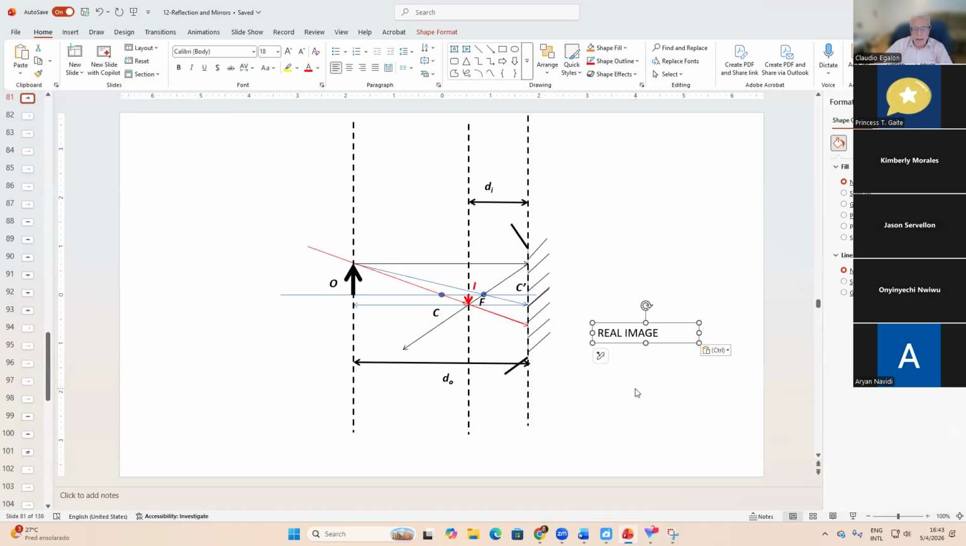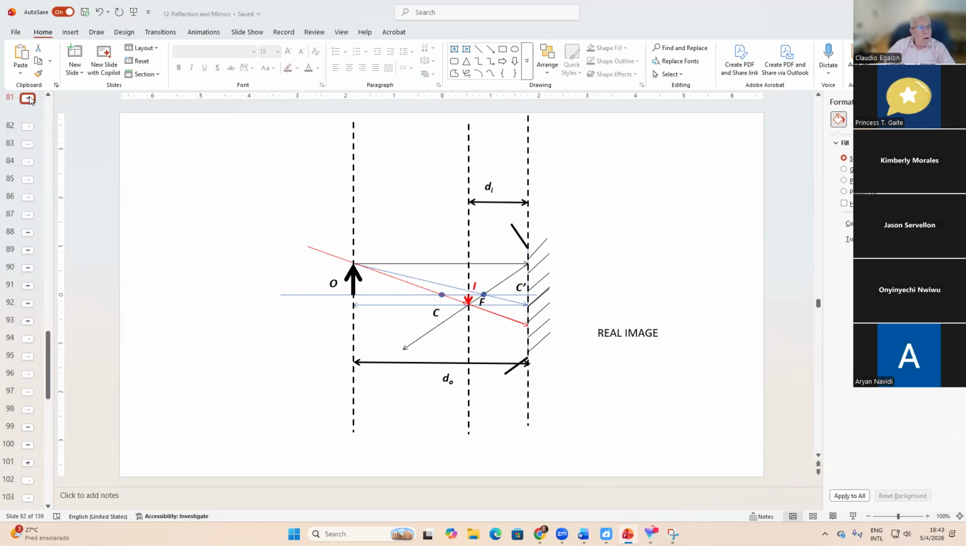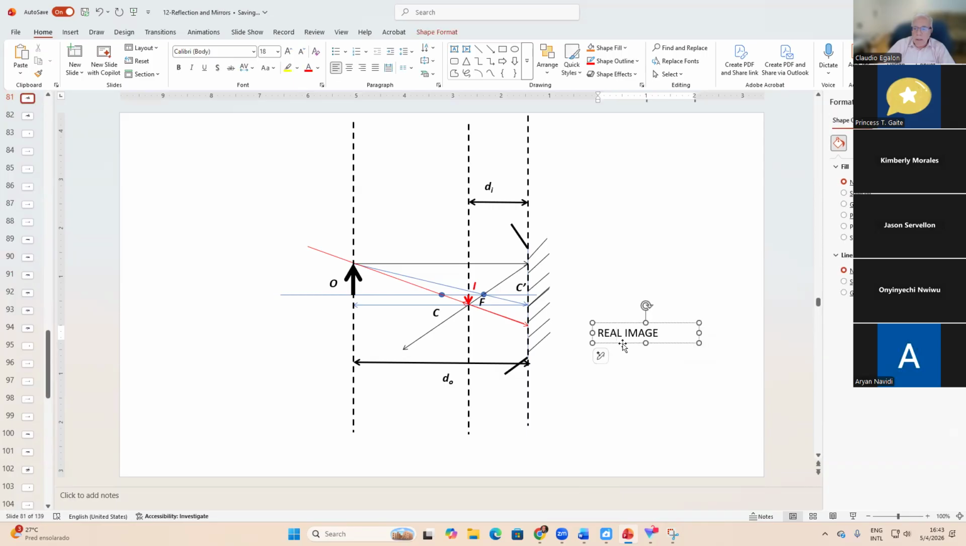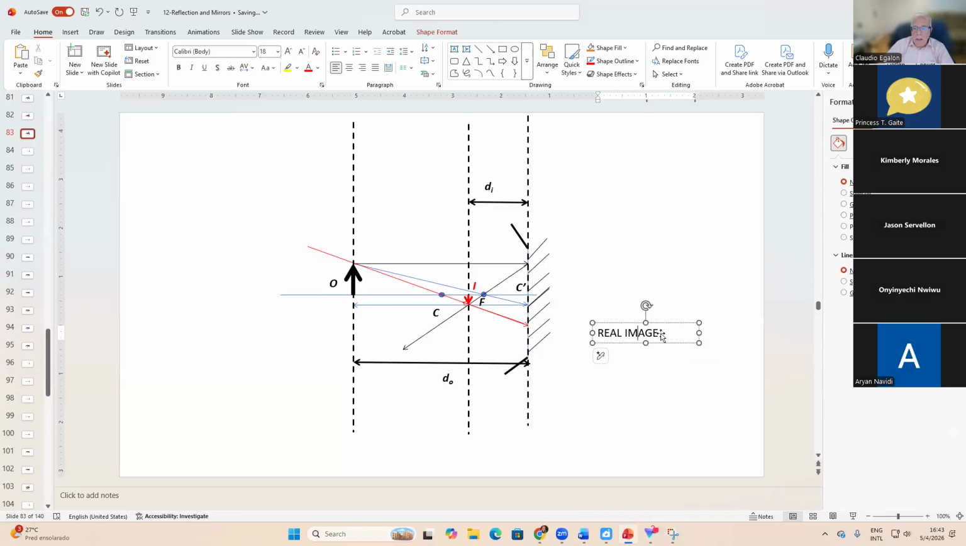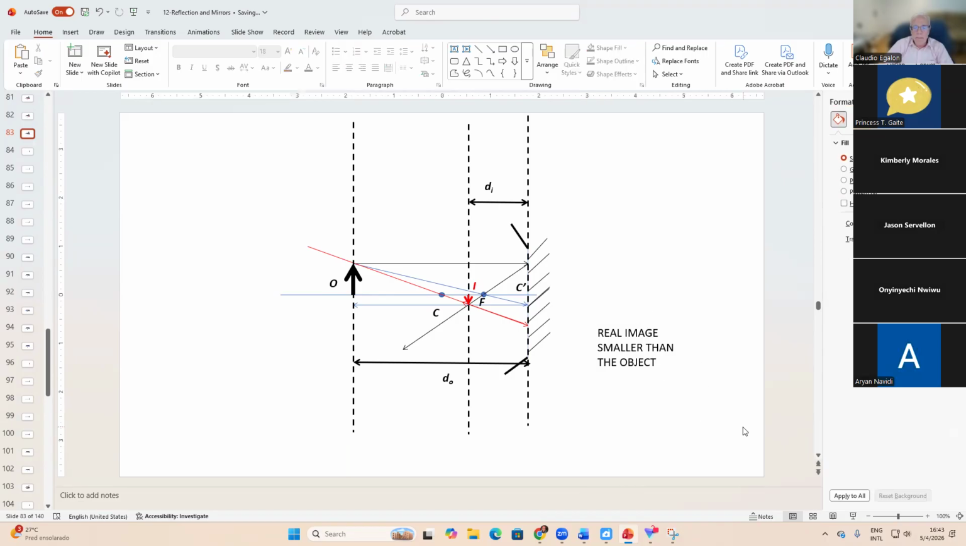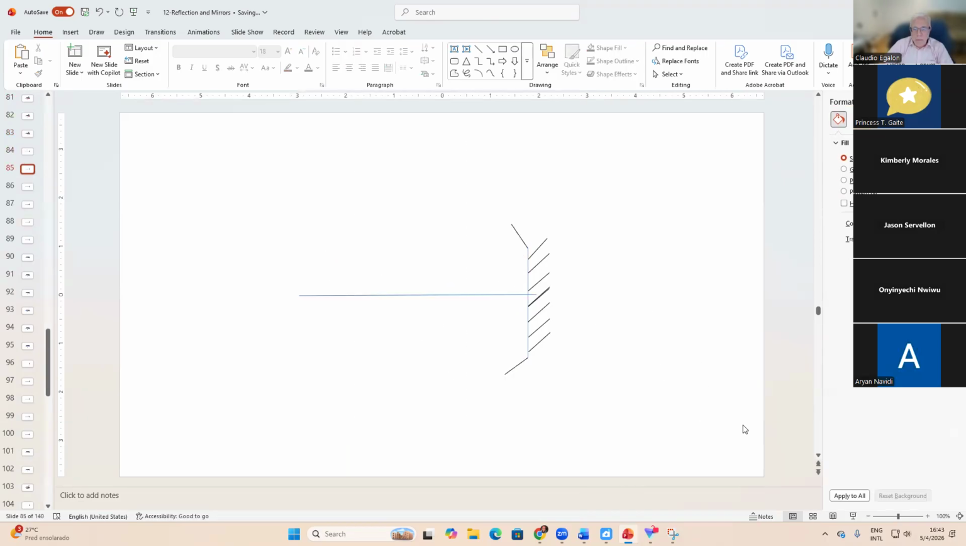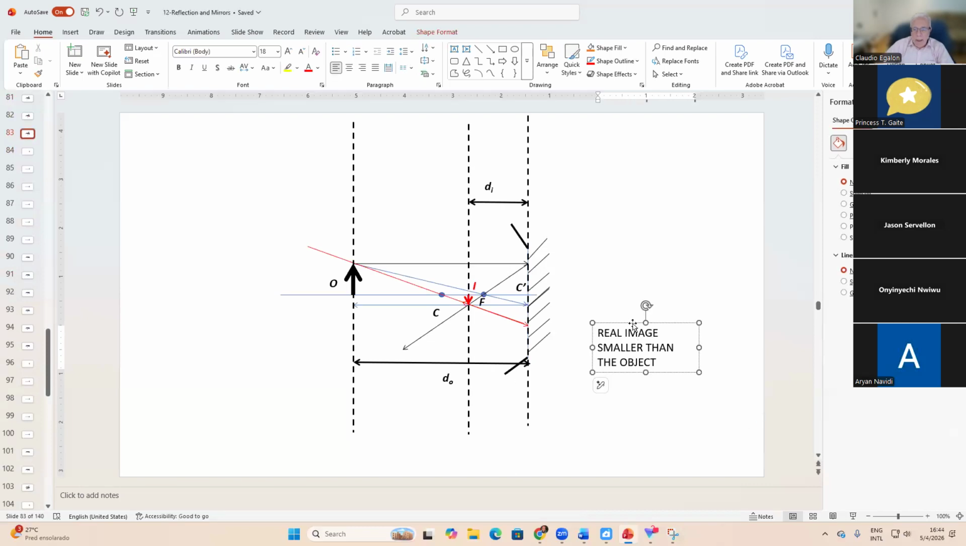Now, the difference is that this is a real image, but it's also smaller, right? It's smaller than the object. Real image. Smaller than the object. I'm going to copy that.